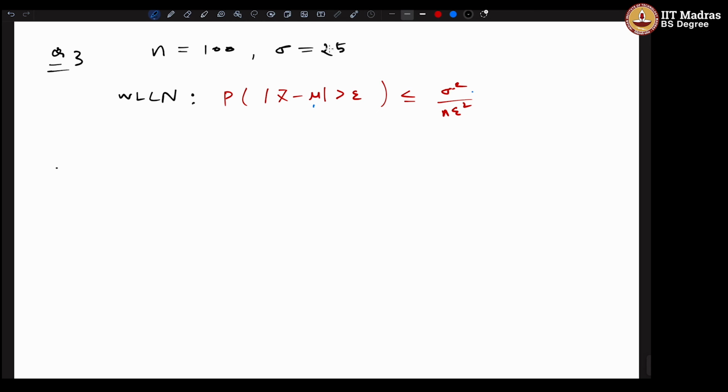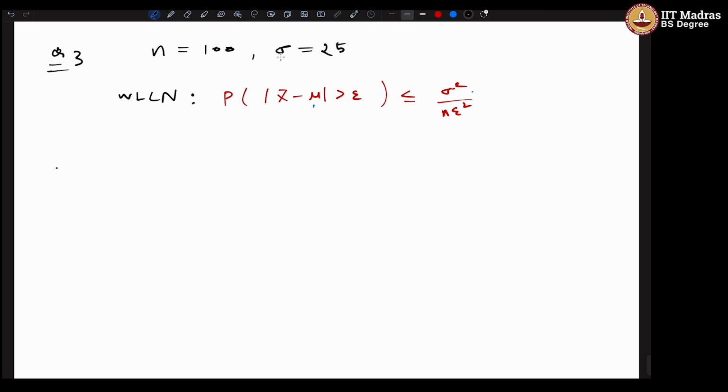Here you notice that this is not the sample standard deviation. It is a standard deviation, which is related to the population. So here we will not call it the standard deviation of the sample. It is the standard deviation of the population.